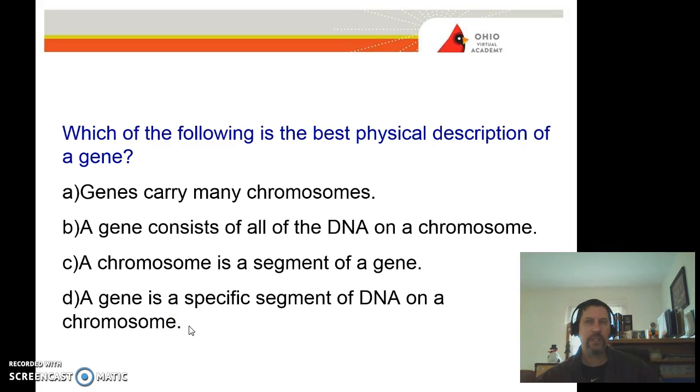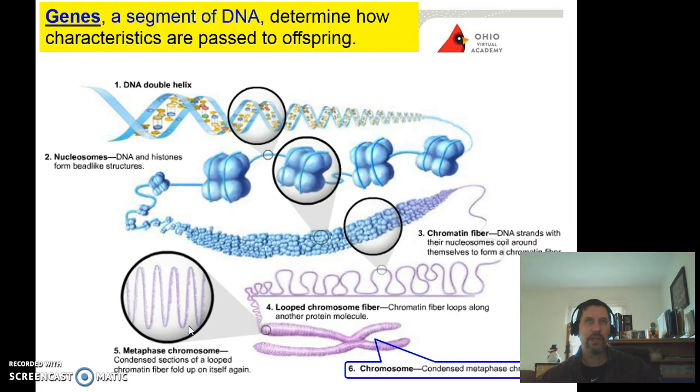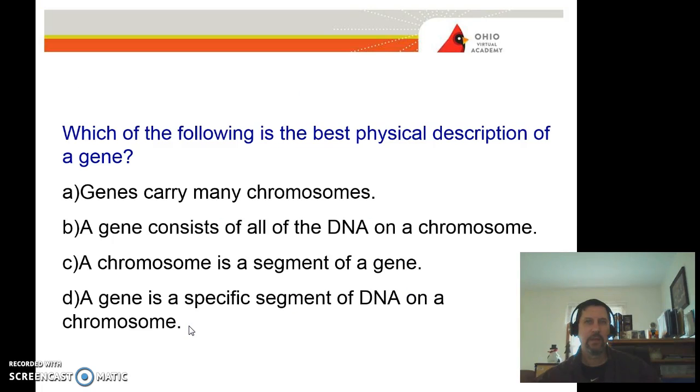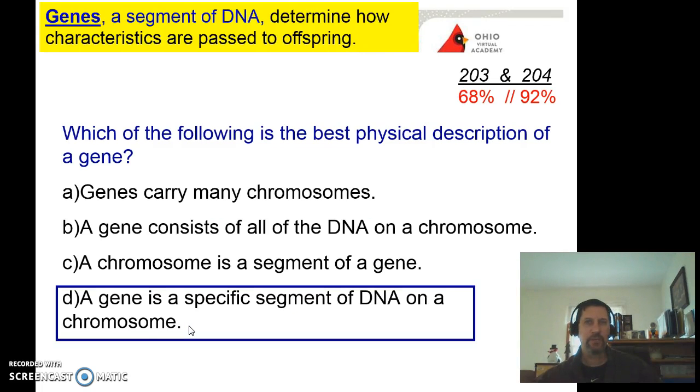Okay, well, what did we just say it was? We just said a gene is a segment of DNA. So it would be D. A gene is a specific segment of DNA on a chromosome. Now you notice C is actually flipped. A chromosome is a segment of a gene. So you have to pay attention, you have to know your terms, and you have to trust what you've learned.